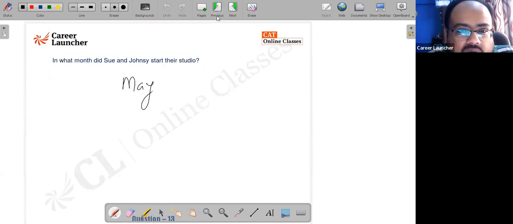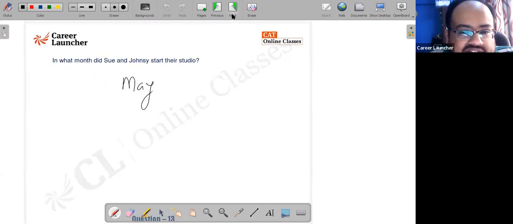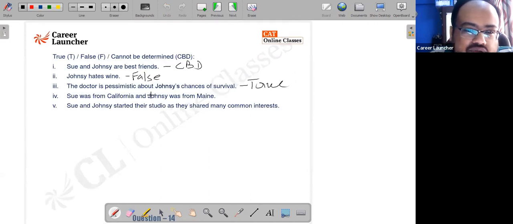In fact, if you look at the question before the last one, the doctor wants you to understand that John C doesn't have many days to live. So this is given that John C does not have many days to live. So I can clearly say that the doctor is pessimistic. What is pessimistic? Pessimistic is when you are negative about a particular situation. So the doctor is pessimistic. The doctor is negative about John C's chances of survival.